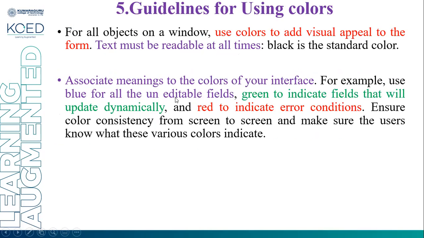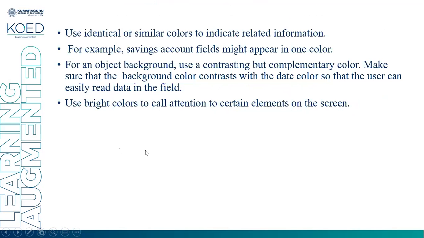For example, use blue for all uneditable fields, green to indicate a field that will update dynamically, red to indicate errors. It will be used standardly across all the pages and windows of the interface. Ensure color consistency from screen to screen. Make sure that users know what these various colors indicate.